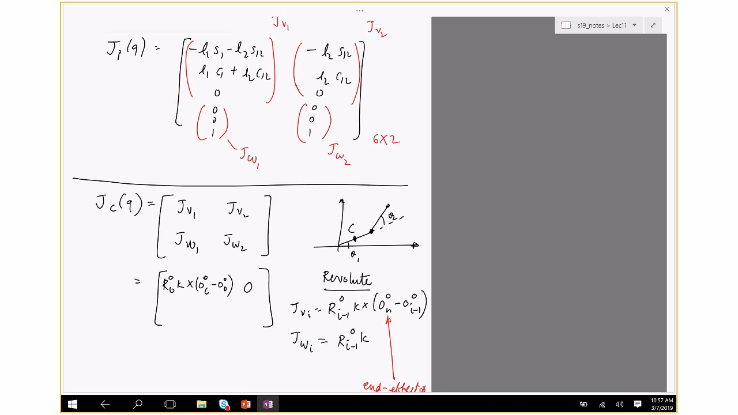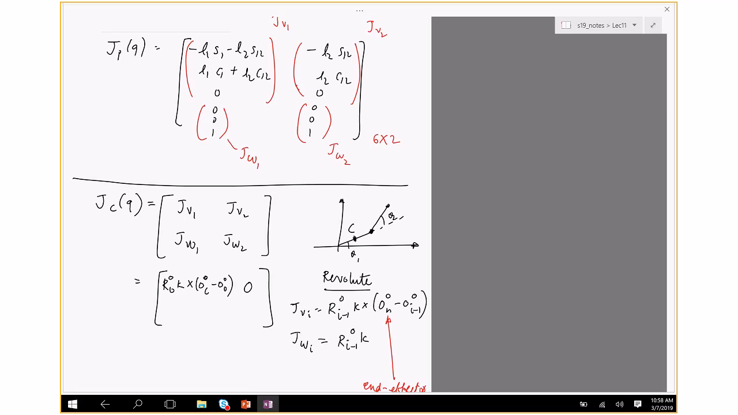In fact, if the point is near the base frame, you will see multiple entries become zero just because the outer joints do not induce motion there. So motion away from the joint will not induce motion in links which are close to the base, and so there will be multiple zeros if you're told to find the Jacobian this way.